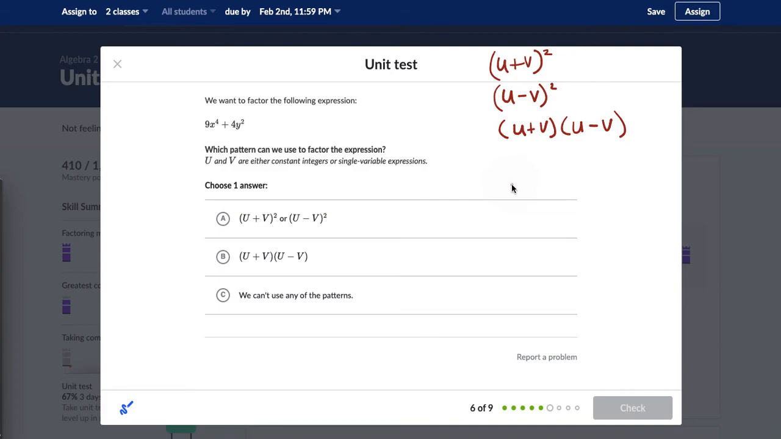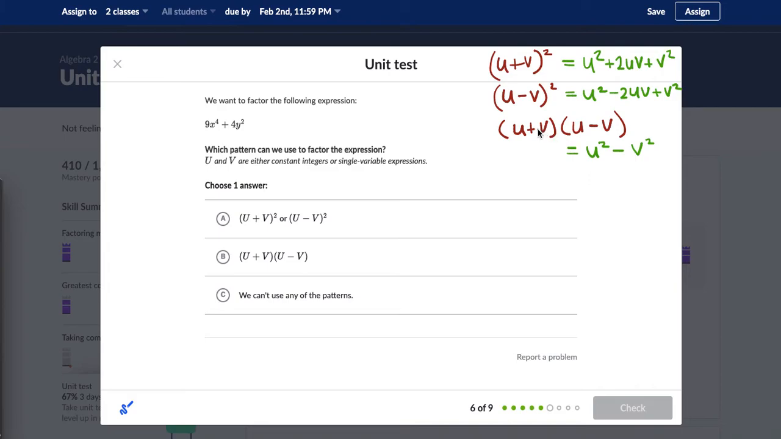Now, what we find is characteristics of these patterns. With the first one, u plus v squared, we're going to get u squared plus 2uv plus v squared. With the second one, we're going to get u squared minus 2uv plus v squared, right? And with the third one, it's a difference of squares. We're going to get u squared minus v squared, right?